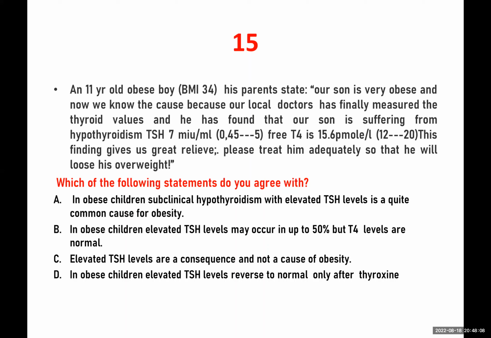In obese children, subclinical hypothyroidism with elevated TSH is a quite common cause for obesity. Well, in obese children, elevated TSH level may occur in up to 50%, but T4 levels are usually normal. Elevated TSH levels are a consequence and not a cause of obesity. In obese children, elevated TSH levels revert to normal only after thyroxine.